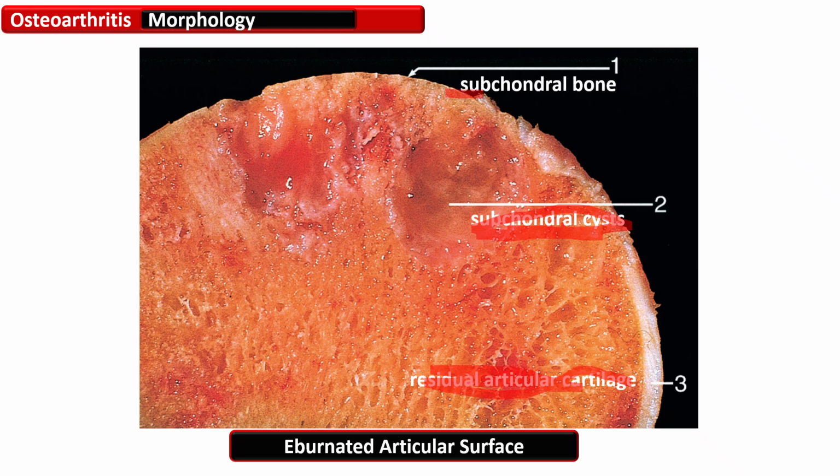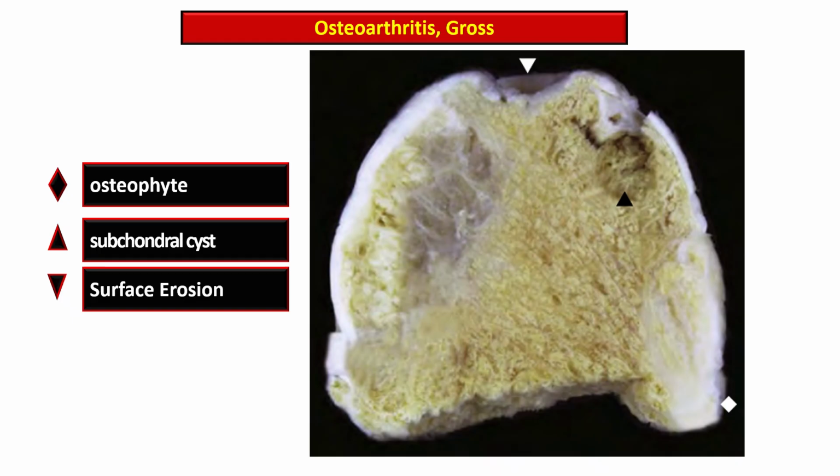Here, this is subchondral bone. This is the gross picture of a femoral head that is excised, and here you can see that there is development of an osteophyte over here. This is osteophyte, the spur or bony projection, and then there is a subchondral bone cyst, presence of this subchondral bone cyst, and the surface is eroded.